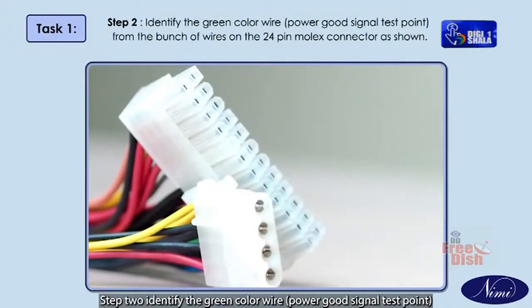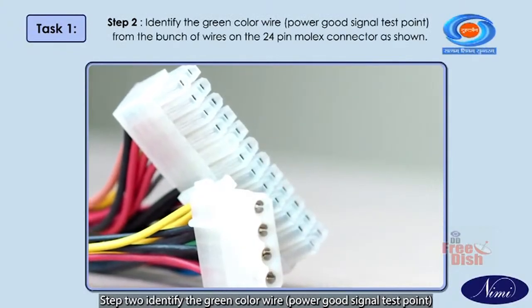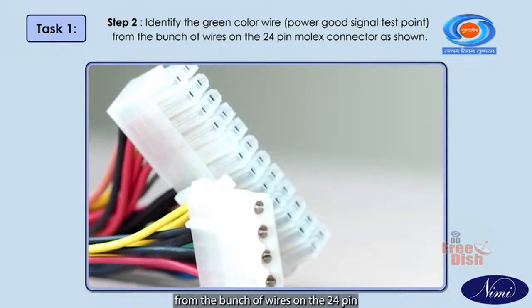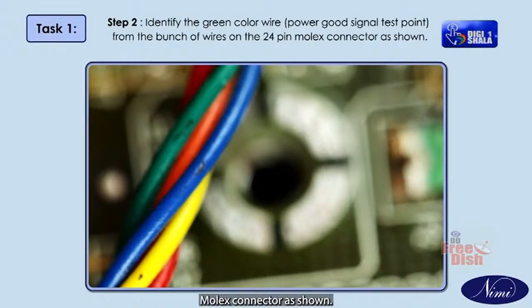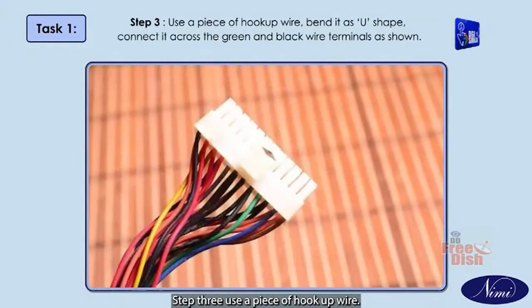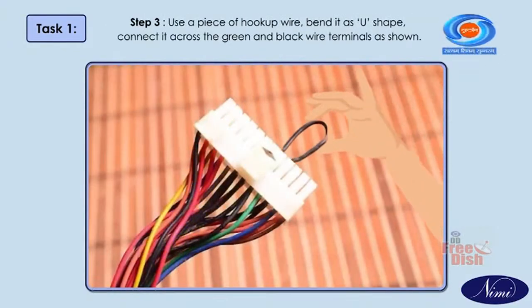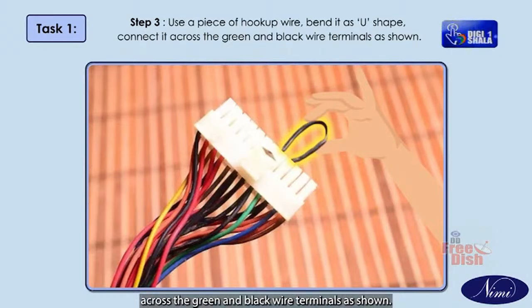Step 2. Identify the green color wire, the power good signal test point, from the bunch of wires on the 24-pin Molex connector as shown. Step 3. Use a piece of hookup wire, bend it as a U-shape. Connect it across the green and black wire terminals as shown.